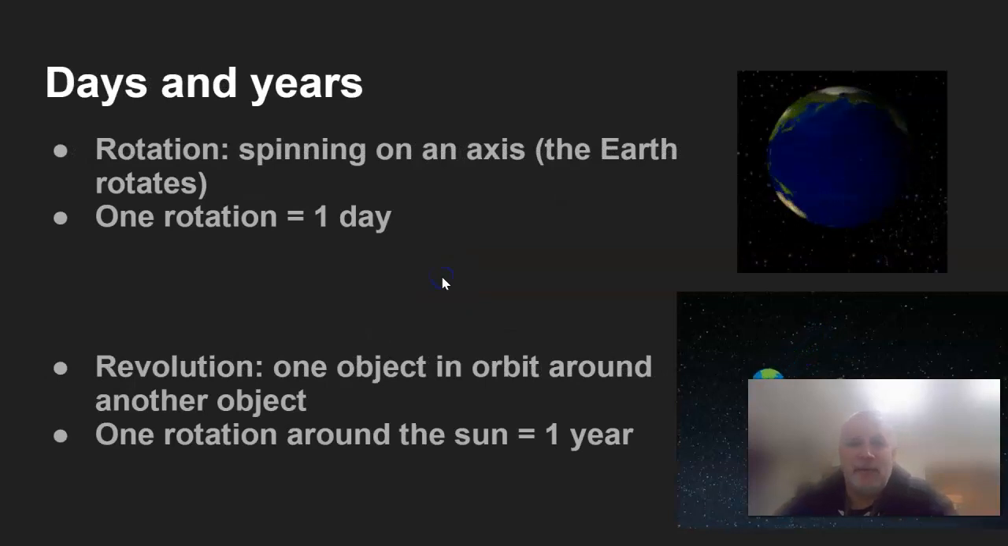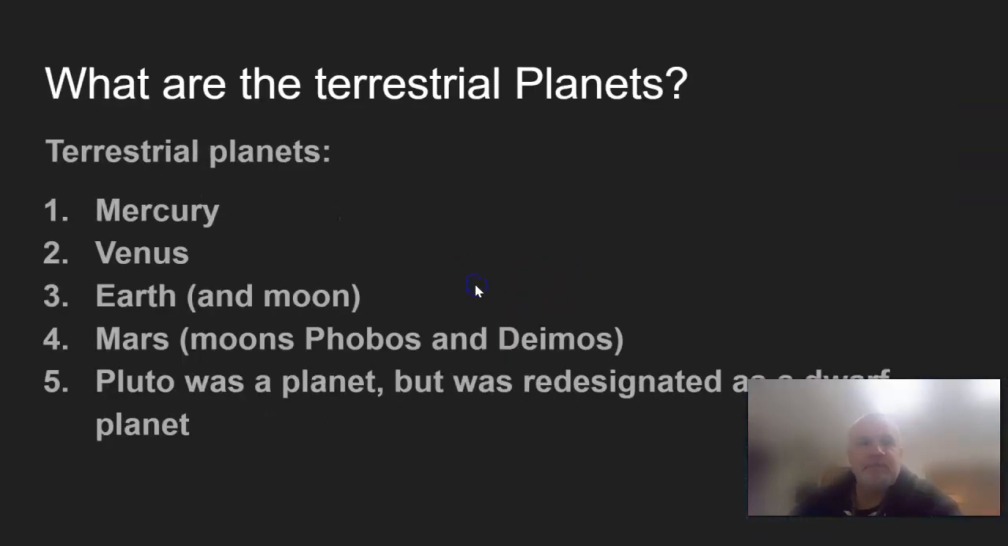So, days versus years. Rotation, so when something spins on its axis like the Earth is doing in the top picture, that is a rotation. That is considered a day, an Earth day. A revolution is one object in orbit around another one. So the Earth goes around the sun in 1 year. That would be the Earth revolving around the sun.